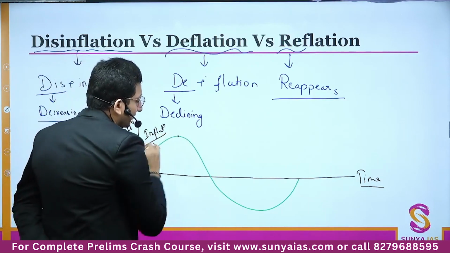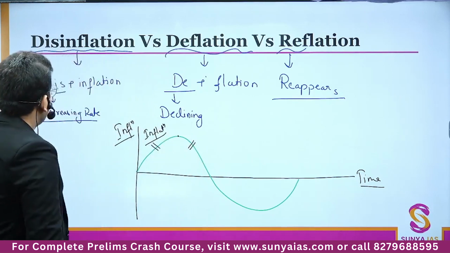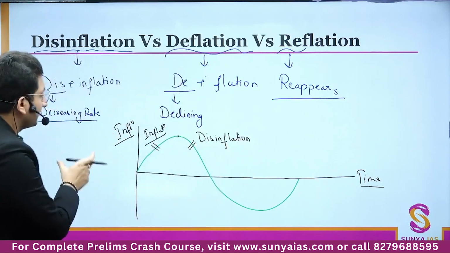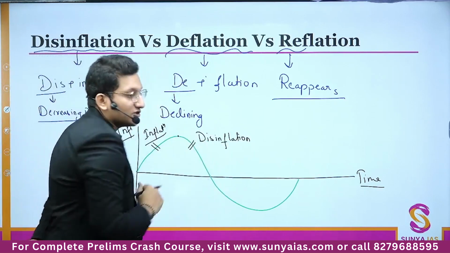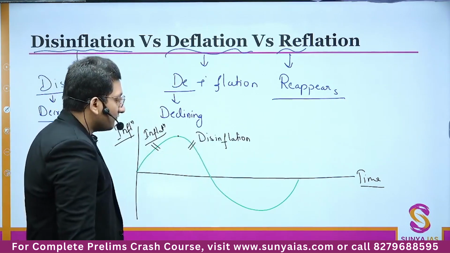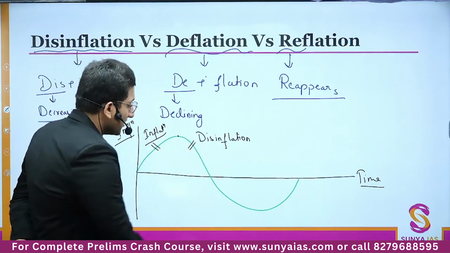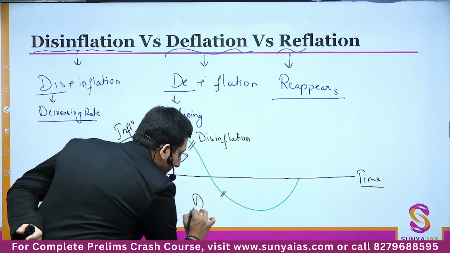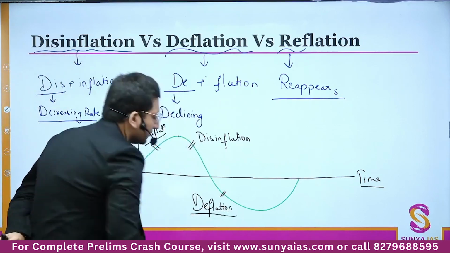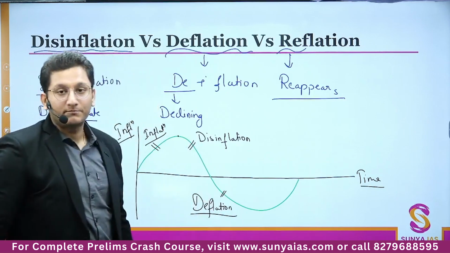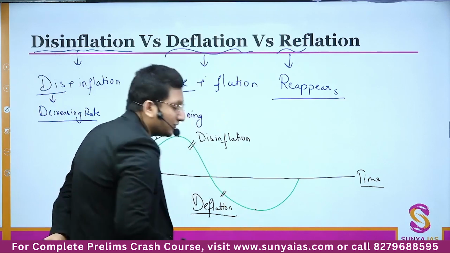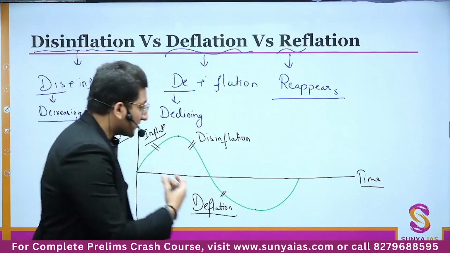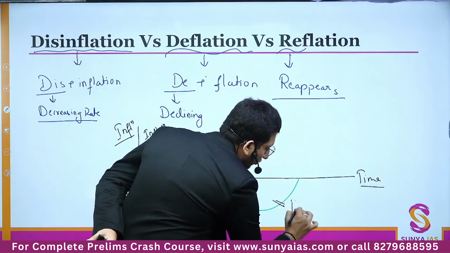And after reaching the peak here, when it is decreasing, the decreasing rate of inflation, that is disinflation. Getting? That is disinflation. And when this particular rate, or you can say prices, fall into the negative territory, that we will call deflation. As soon as it enters negative territory, that we will call deflation. Okay, after reaching this lowest point, when it reappears after the government makes certain measures, and when it again goes to the positive side, that we will call reflation.